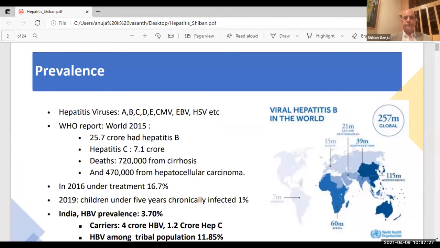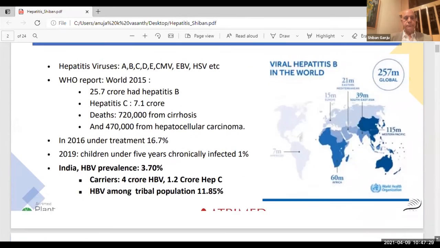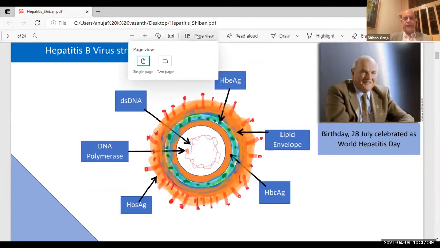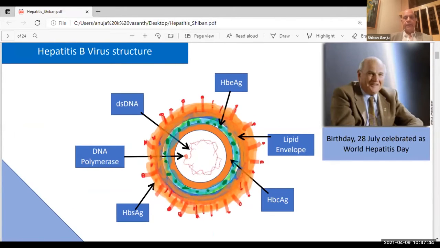Next slide, please. Like I mentioned, there's hepatitis A, B, C, D, and E among the viral group. Besides that, herpes simplex virus called HSV and EBV, Epstein-Barr virus, can also cause hepatitis. Many other viruses, including COVID virus, can give you some liver enzyme elevation. But today we'll confine ourselves to hepatitis B and C.